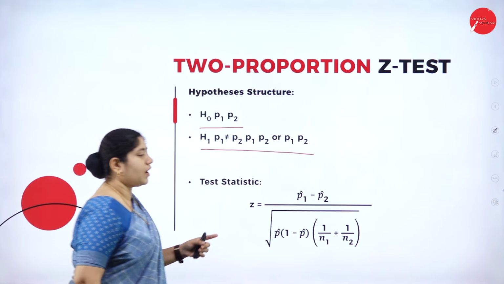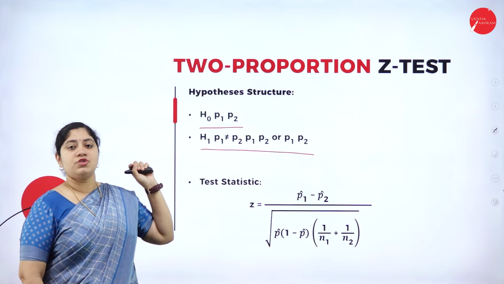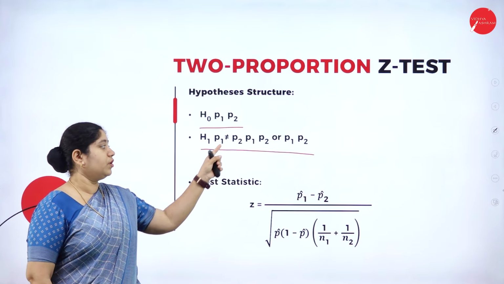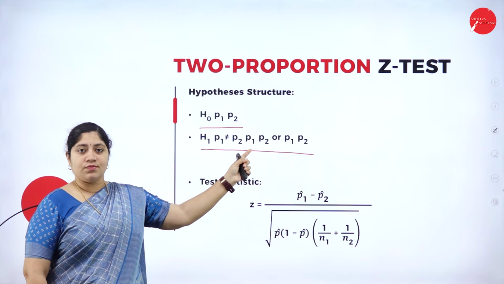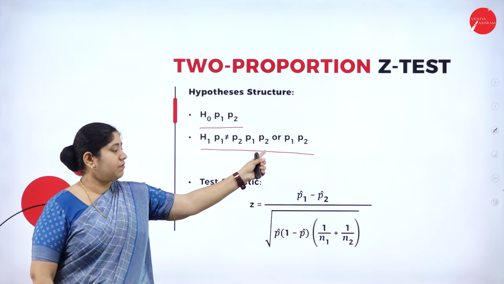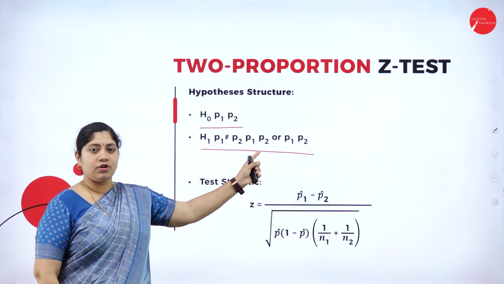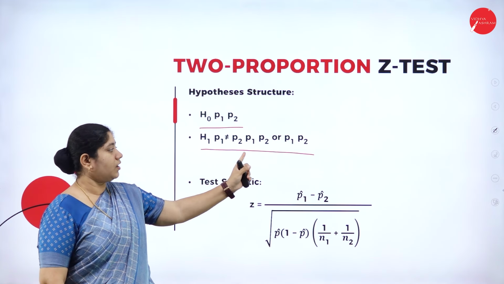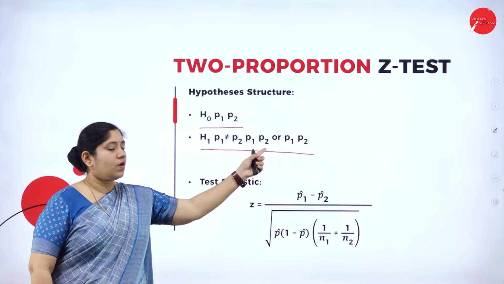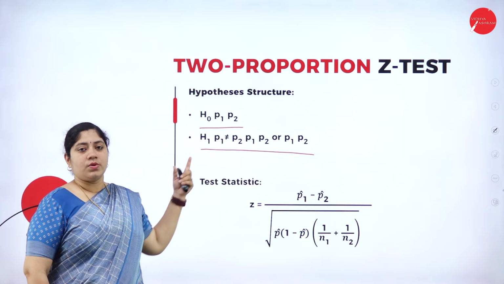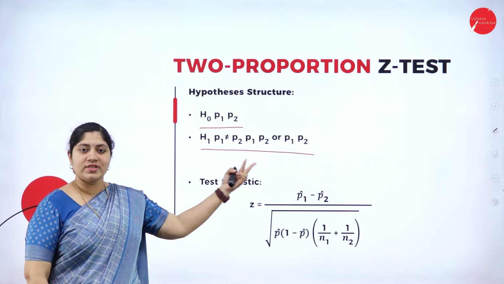So we can define our H1, P1 which will not at all be equal to P2, and we can also say this P1 will not at all be equal to P2. Then we can also say P2 or P1, P2. So this is our two proportion Z test.